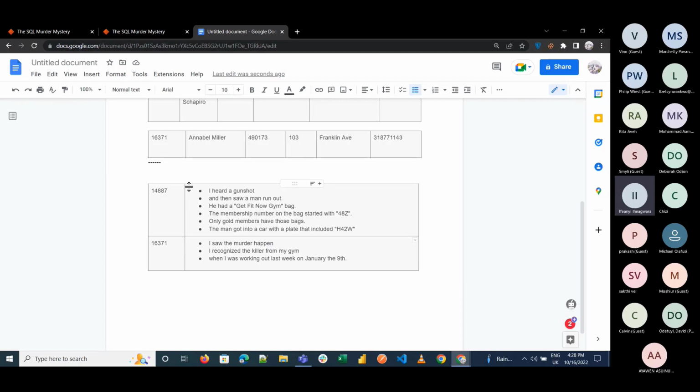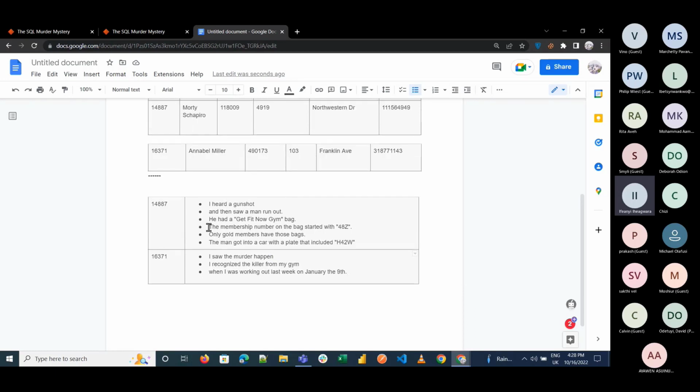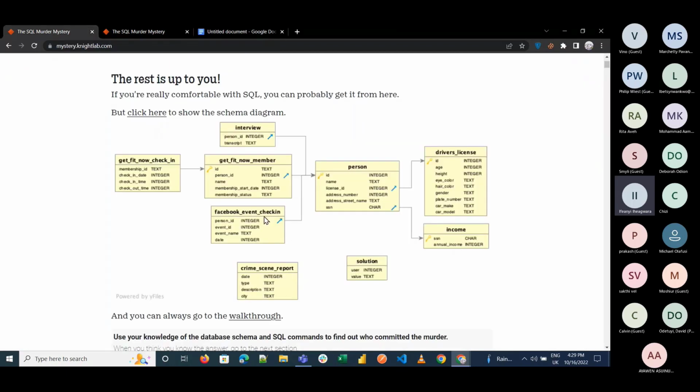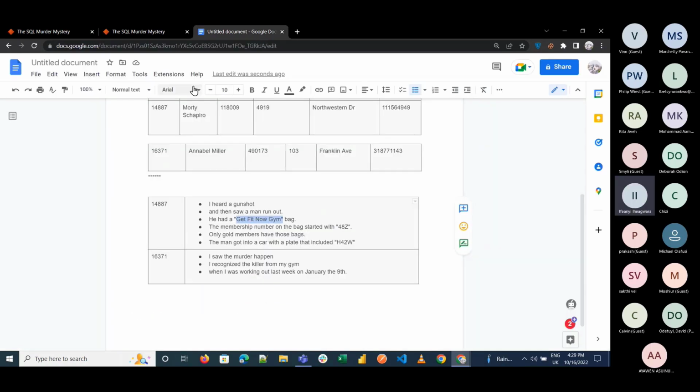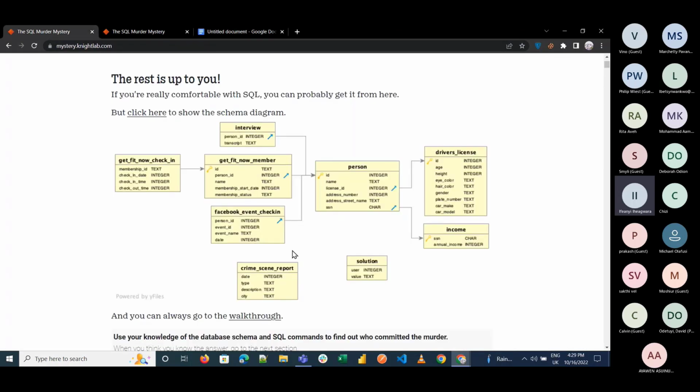Now we have these two details. Let's take a look at the first person's details, Morty, and then we'll take a look at Annabelle. Morty's details tell us that the person has a Get Fit Now bag, and only members of the gym have this bag. He's also a gold star member. If we remember our Get Fit Now members table, let's explore this table and see how we can use what Morty told us to find out who committed the murder.